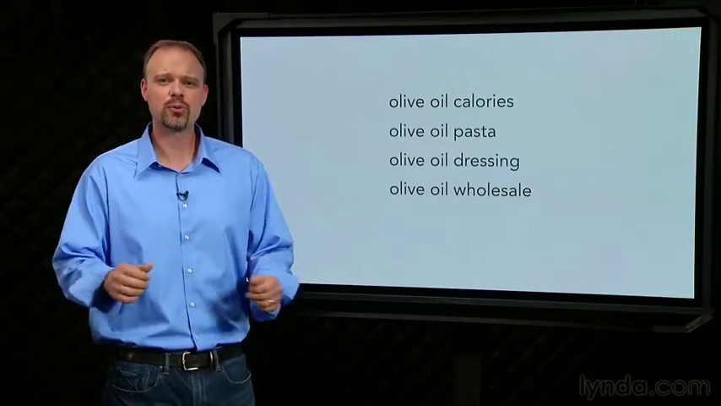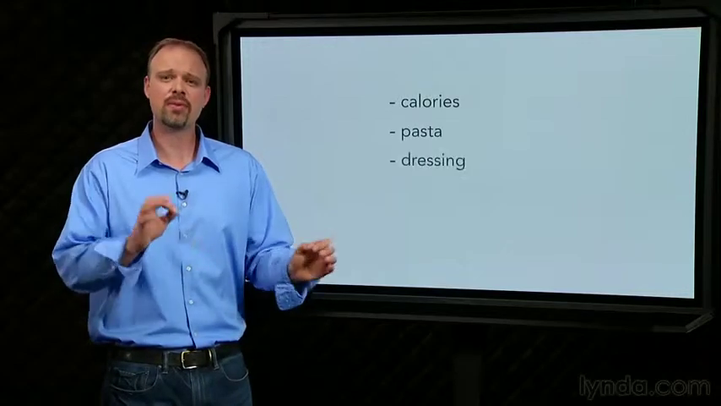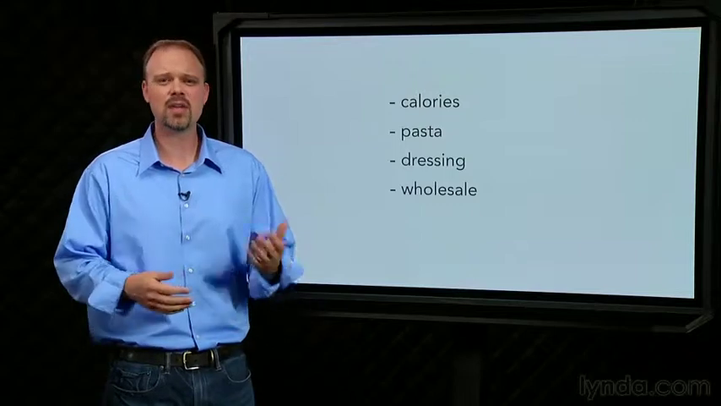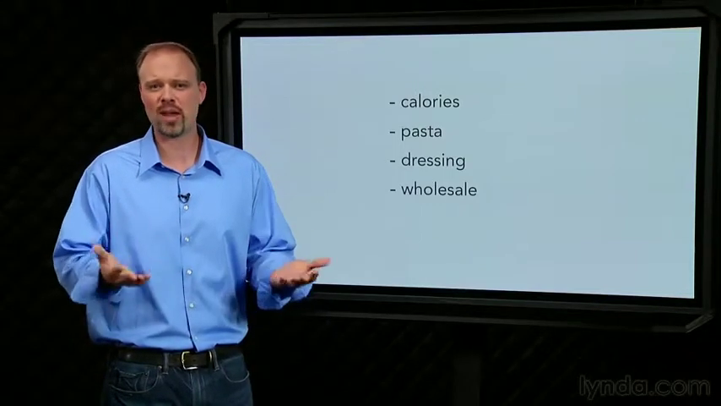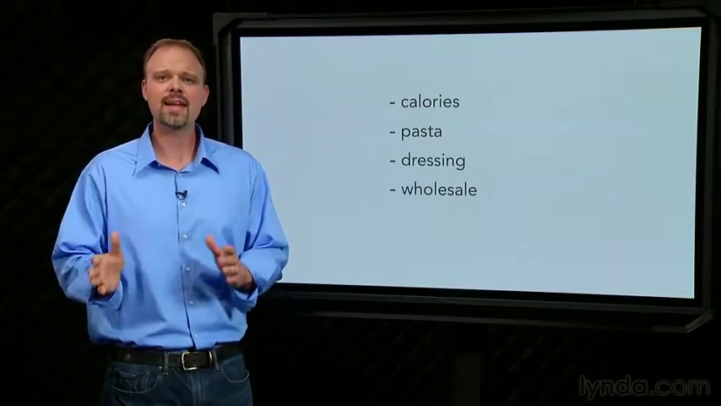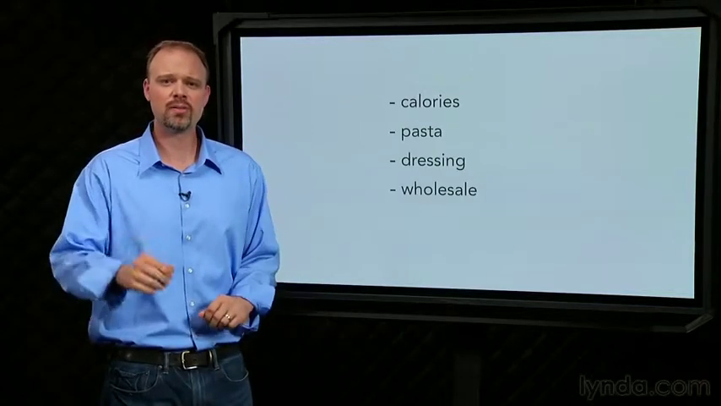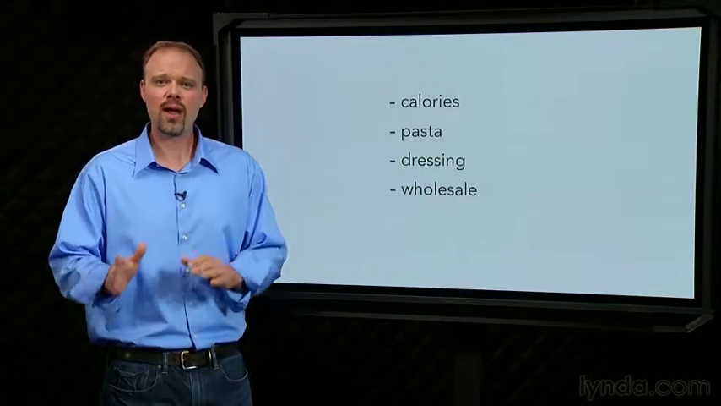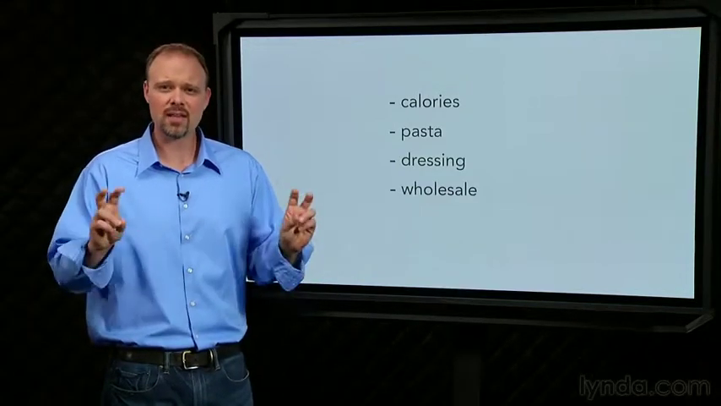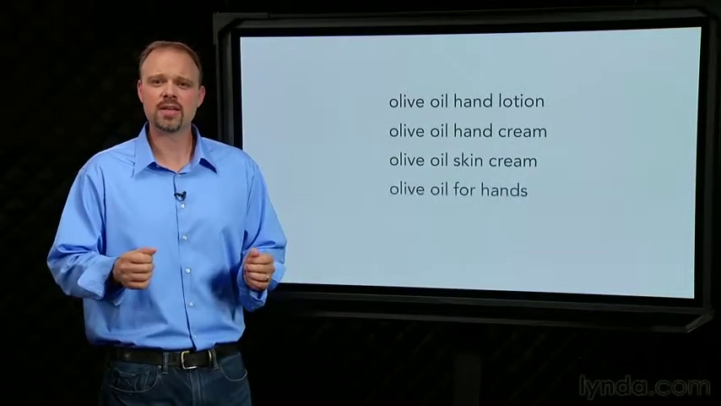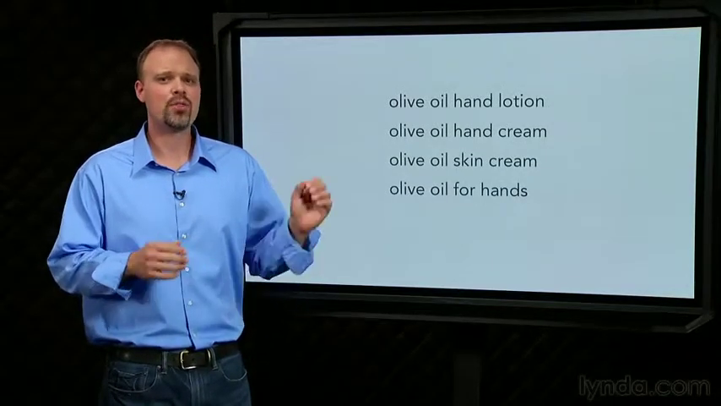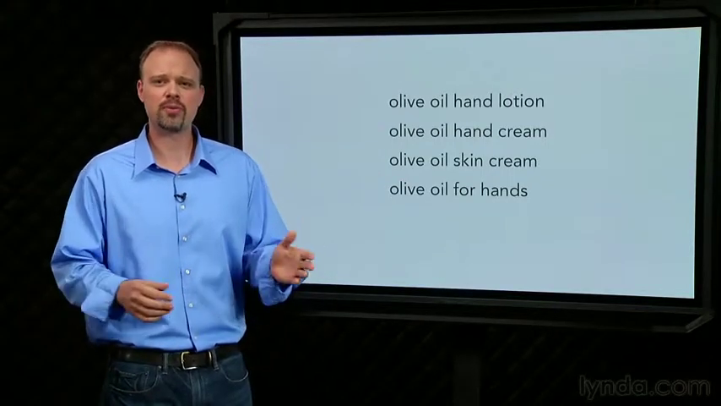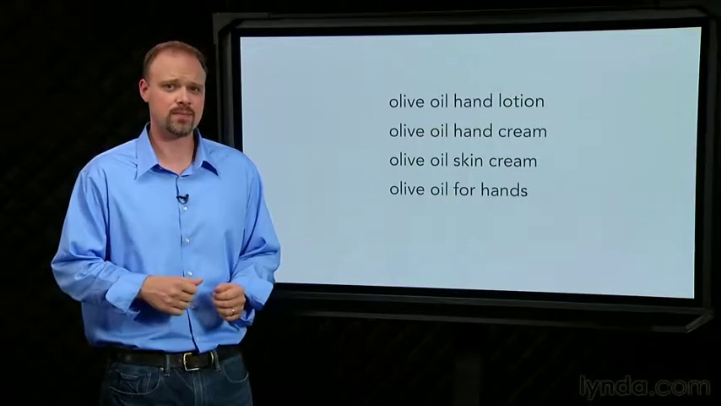So, to improve click-through rate here, add negative keywords that prevent your ads from showing on irrelevant searches. In this example, you would add negative keywords like calories and pasta and dressing and wholesale. Adding negative keywords filters out irrelevant traffic, but you can also improve the keywords themselves. Rather than bid on generic keywords like olive oil, you might update your keyword list to include things like this. With these more specific terms and tighter match types, you won't have to worry about showing up for those irrelevant search queries in the first place.